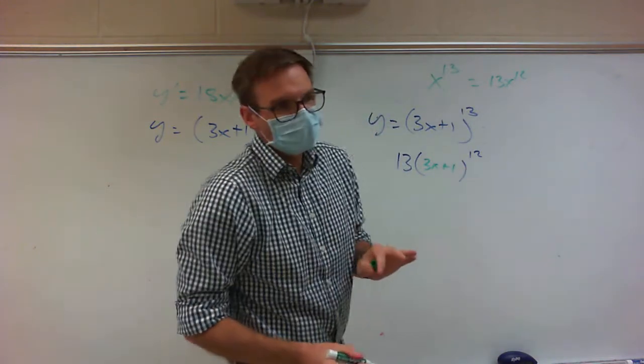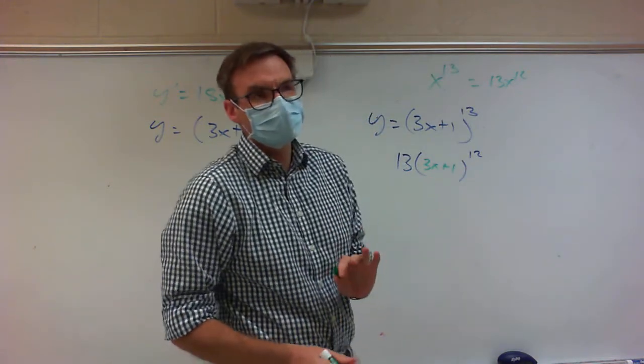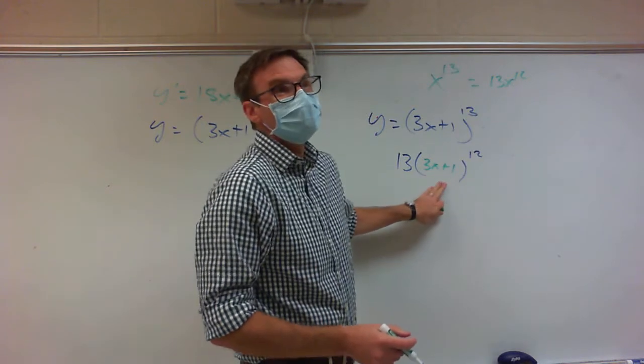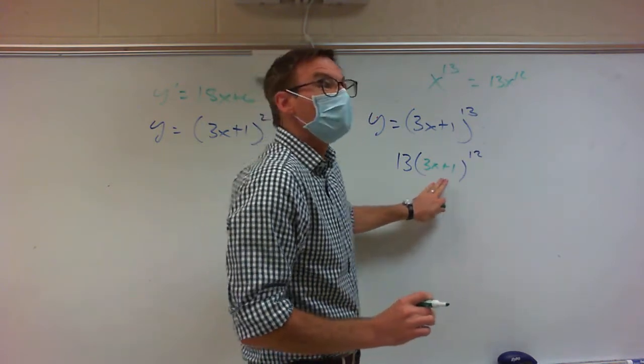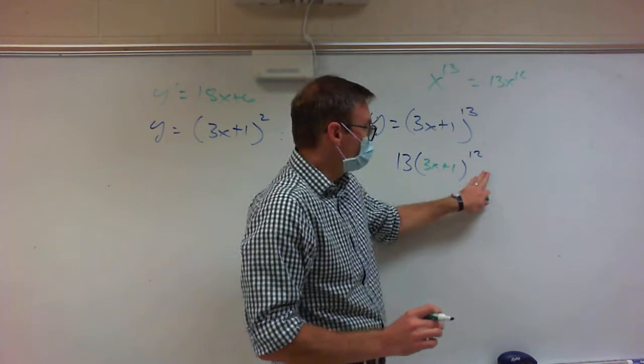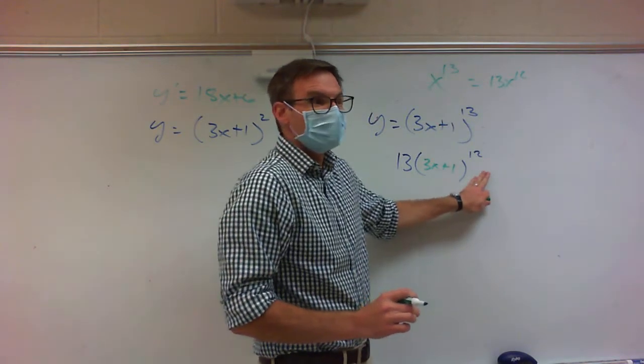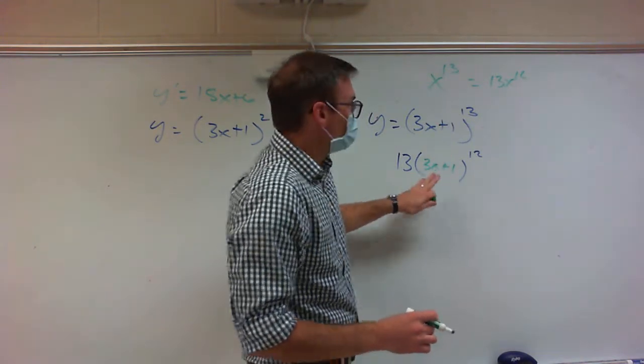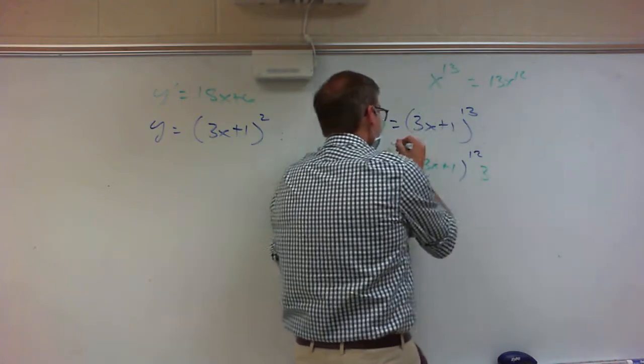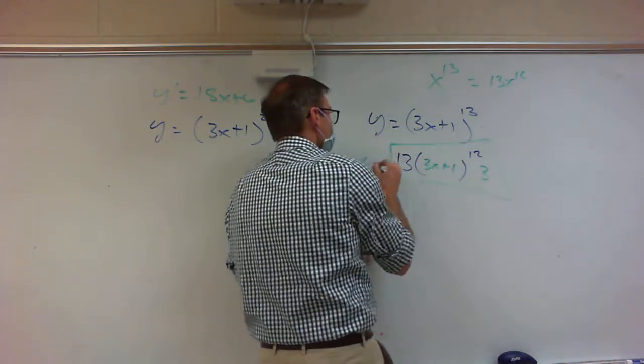And here's the chain rule part. The chain rule part is anytime you use the word stuff, you have to take the derivative of stuff and put it out here. And so in this case, the derivative of that 3x plus 1 is 3. And so this is my derivative.